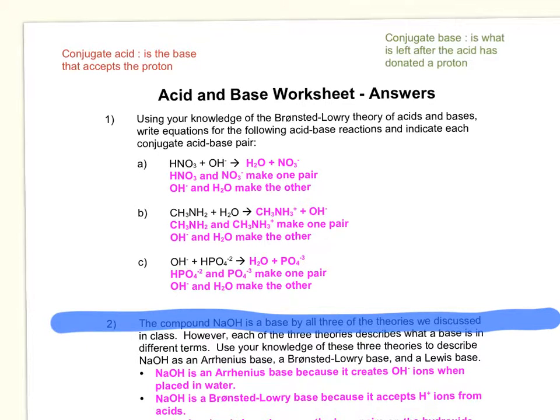So in this equation, HNO3 has donated the proton, resulting in it losing the H plus, creating NO3 minus. So in this case, HNO3 is an acid with the conjugate base NO3 minus. OH minus is the base that accepts the H plus ion, creating water. So the water is the conjugate acid, OH minus is the base. Try your hand at B and C. We'll talk about them in class tomorrow.